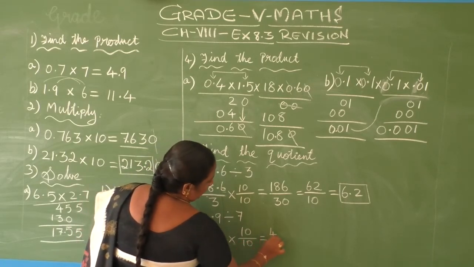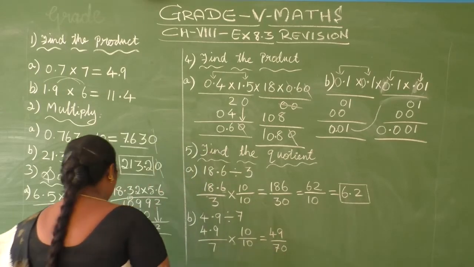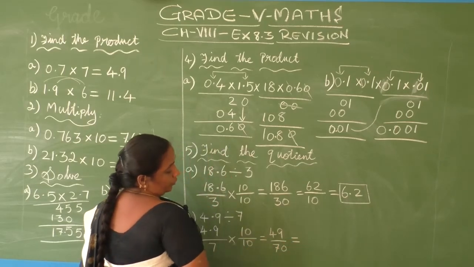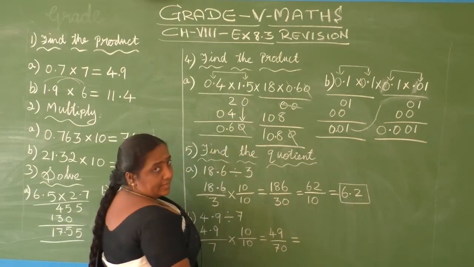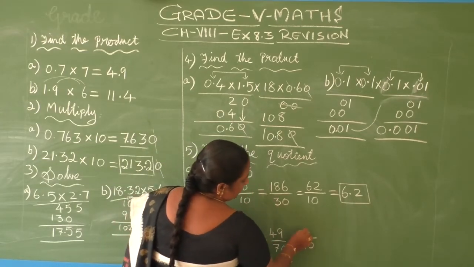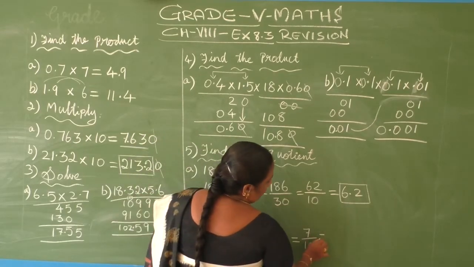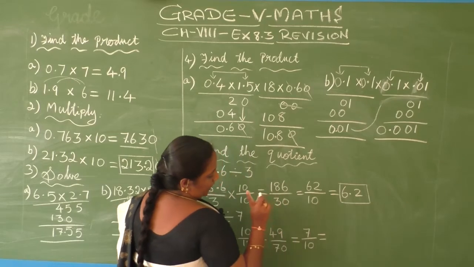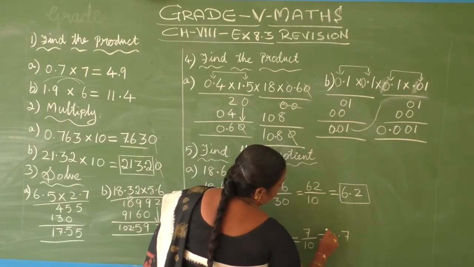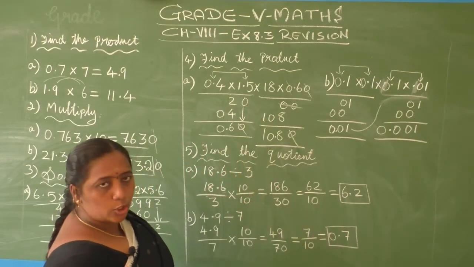So what will come? 49 by 7 tenths are 70. 7 tenths are 70. Then what is the common table for this one? I am going to take the 7 table. 10 sevens are 70. Here 7 sevens are 49. See, my denominator is 10. It's very easy. That means in the decimal part only 1 place is there. So here also 1 place is there. So 0.7. That's all. This is the answer. 0.7 is the answer.